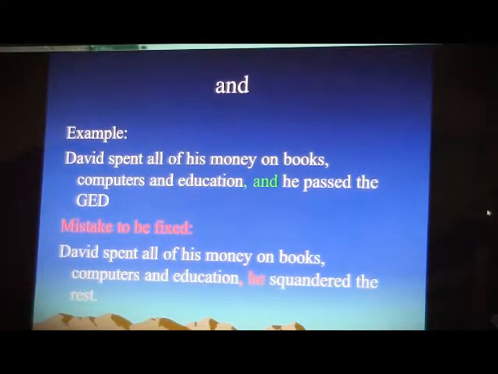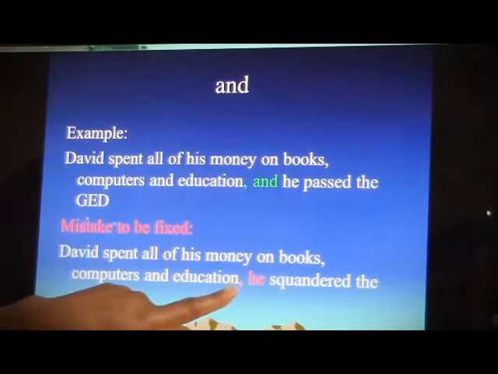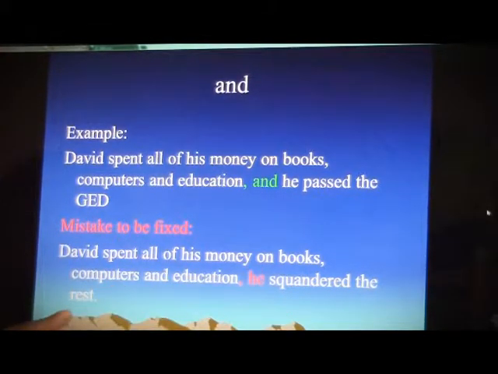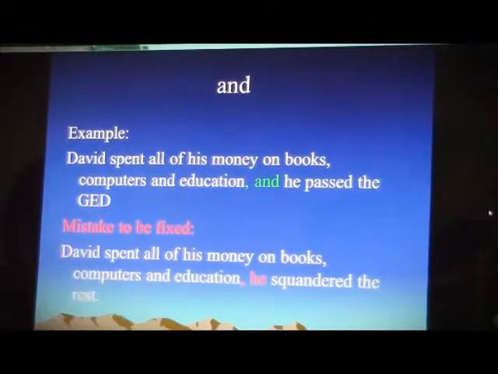Okay, let's try this one. This is the correct way. Here's a mistake to be fixed. David spent all his money on books, computers, and education, comma, he squandered the rest. We're missing an and here. We're missing the coordinating conjunction.